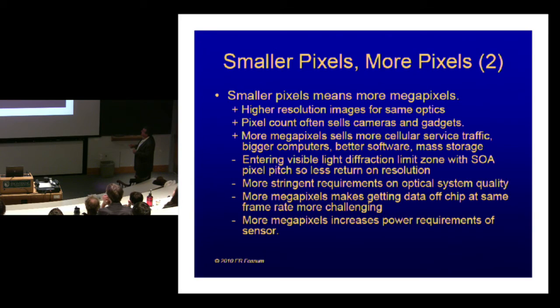The negatives are that the entering visible light has a diffraction limit, and we are getting into the diffraction limit zone with state-of-the-art pixel pitch. So there's really less return on the resolution as we make the pixels smaller and smaller. There's more stringent requirements on the optical system quality. Getting those megapixels off the chip at the same frame rate gets more challenging. If you've got 1 megapixel 30 times a second versus 10 megapixels 30 times a second, that's 10 times harder to do. And it usually increases the power requirements as well.